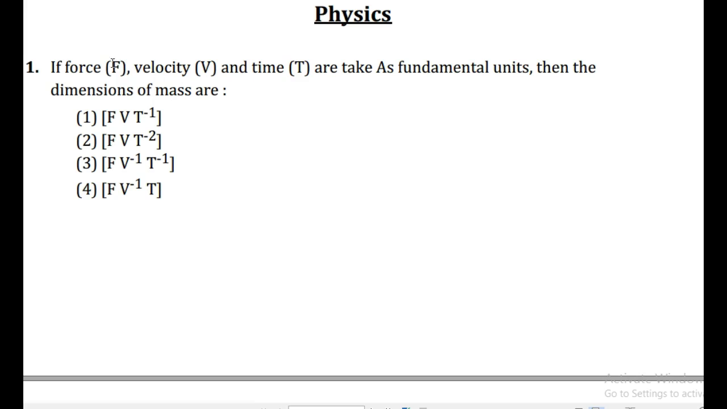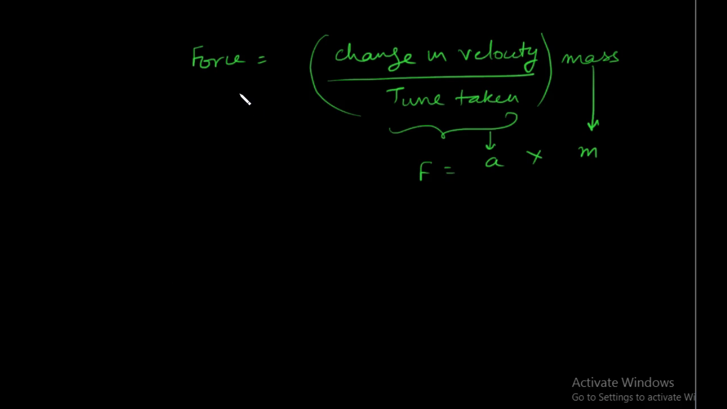This means we cannot take the original dimensions of F. We have to take it as F. So it is asking for the dimension of mass. Now we can see that force is the change in velocity by time taken multiplied by mass. Change in velocity by time taken is nothing but acceleration, and mass is m here. This is only multiplication, not the cross product, because mass m here is a scalar. So F is simply ma.